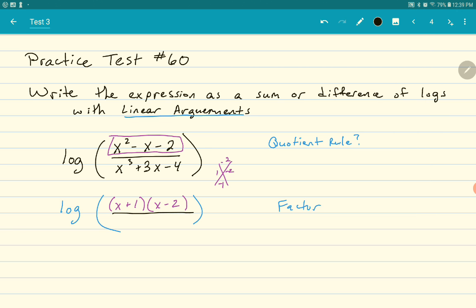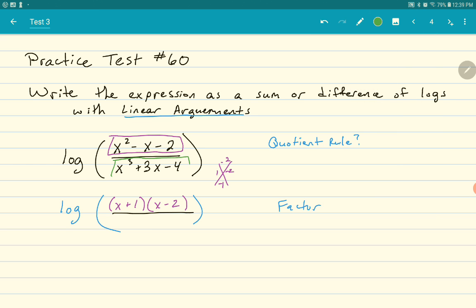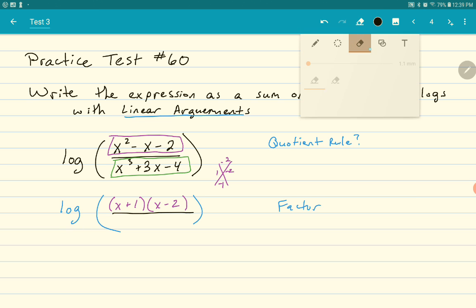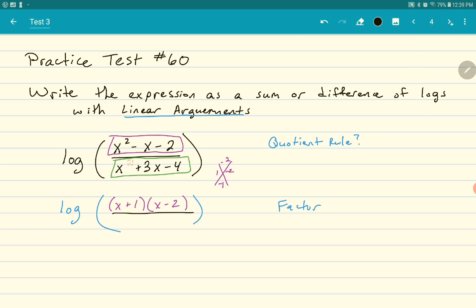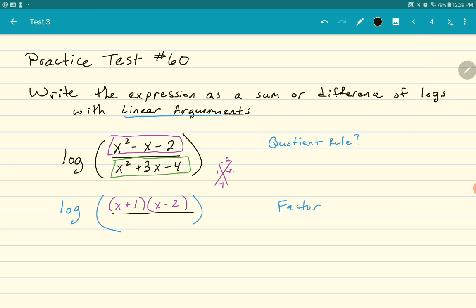Let's factor that one, and that one I'll do in green. So that one, I have a typo in. That should be x squared, I'm sorry. Let's see if I can change that without erasing anything else. So that should be an x squared. That's a little easier.